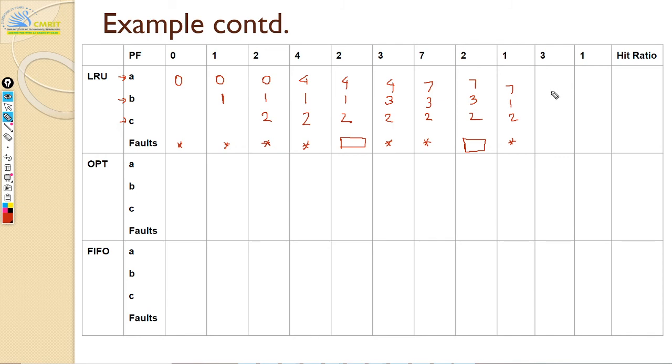No, sir. I think 7 will be replaced by 3. Huh? I think 7 will be replaced by 3. Yeah, right. 3, there is a fault. 1, 2, and it is a fault. Correct. Nice. Last one. Whom do you want to do?